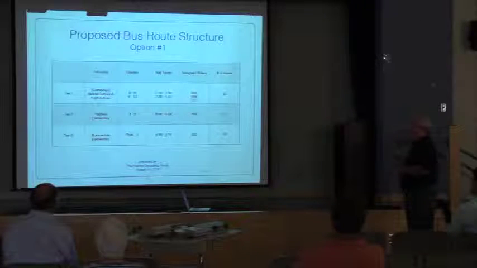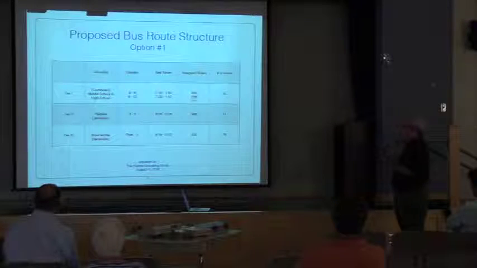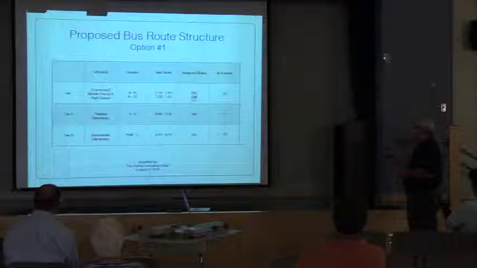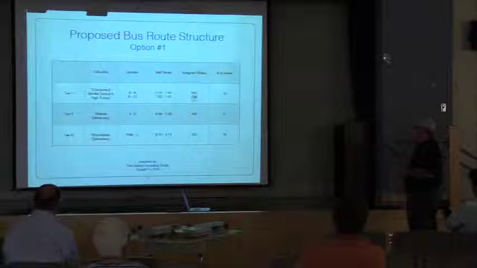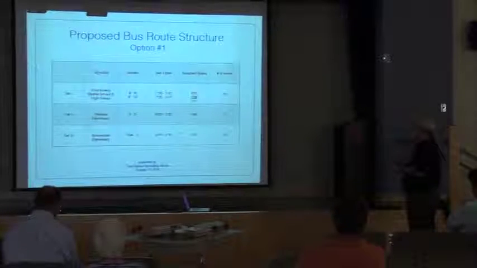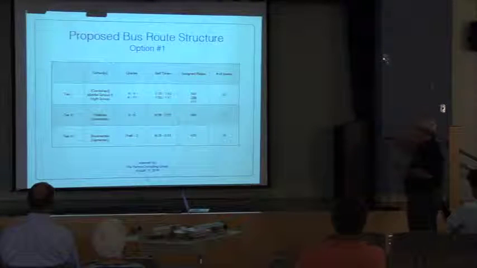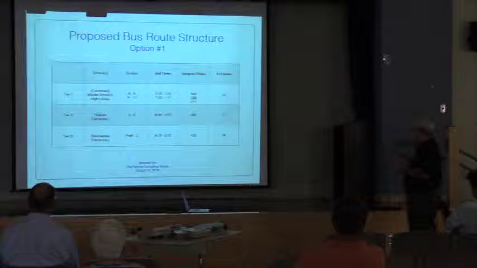Now, we have three options that we've arrived at. Option one would be combining the middle school and high school together on tier one. This option would require the middle school students to go in earlier than they do now, from 8 o'clock to 7:20. Tier two would be the Peebles Elementary, grades 3 through 5. They would move into the spot that the middle school used to be in. We changed it by 5 minutes, to 8:05 to 2:25. And then Bourndale Elementary, on tier three, goes from 9:15 to 3:15. We needed to move that back a little bit, because right now some of the buses are arriving a little late, and with pushing Peebles back and the numbers changing a little, we wanted to add some extra time. This option one would require two additional buses from the current structure.